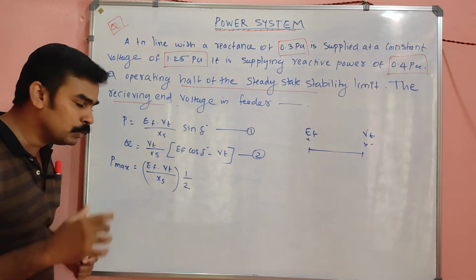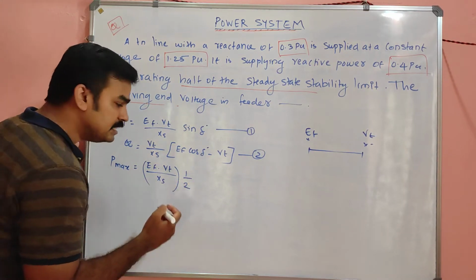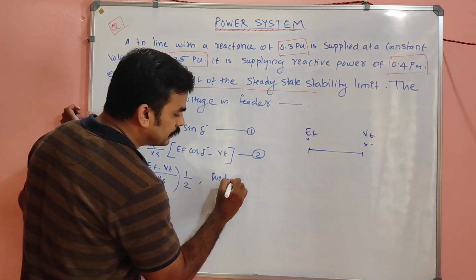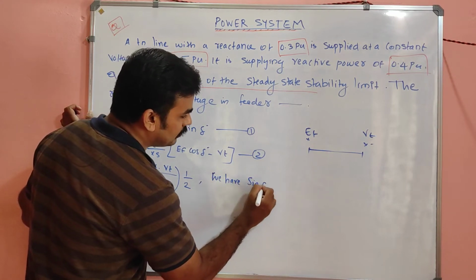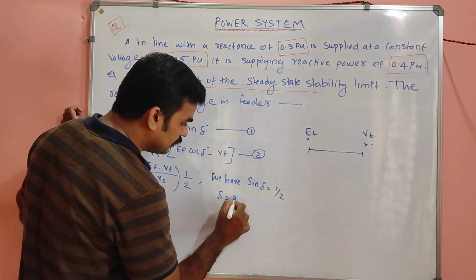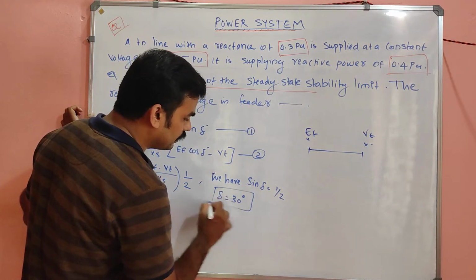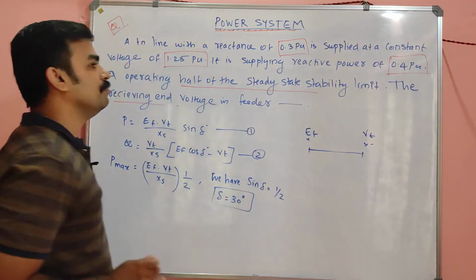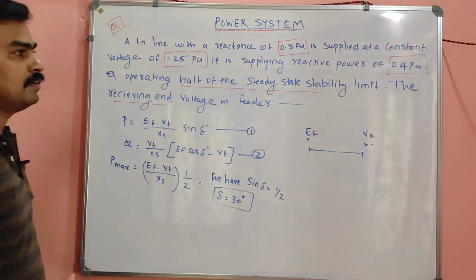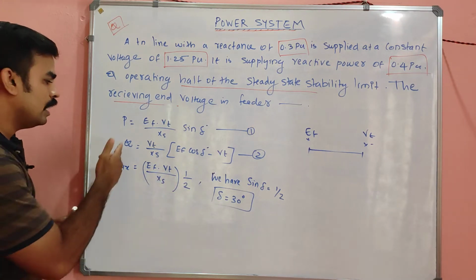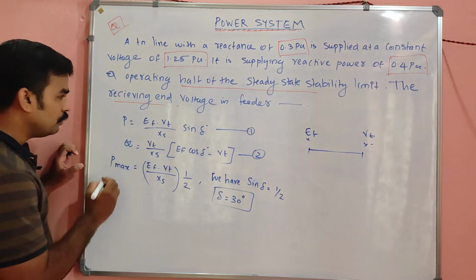So from this idea we have sine delta equal to 1 by 2, or in other words delta is equal to 30 degrees. It's very, very important. That is why they are giving half of the steady state limit. So now you have delta equal to 30. So how can we find the Q? Q is given right now.